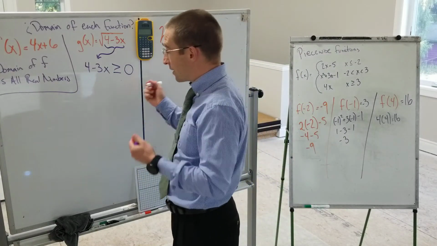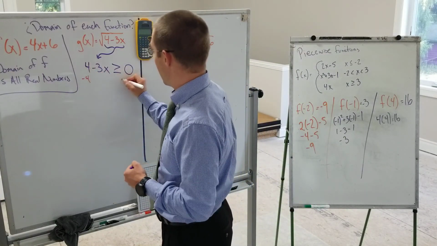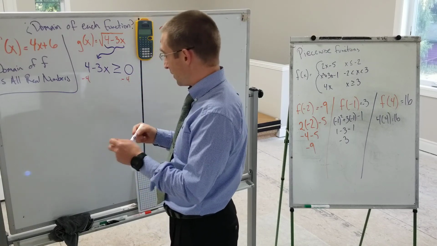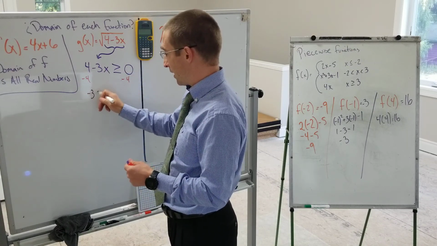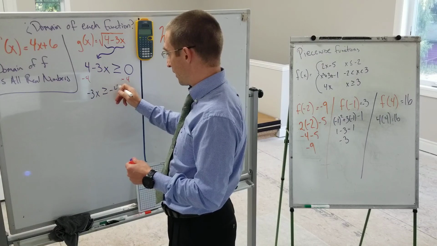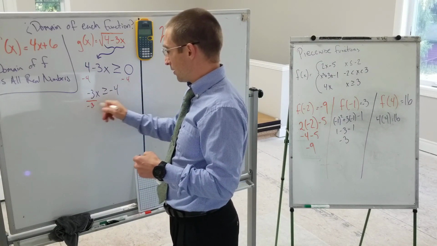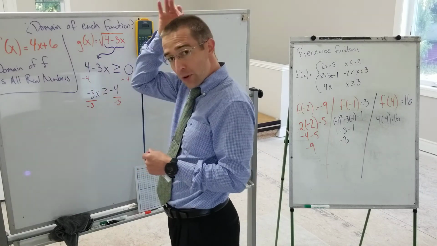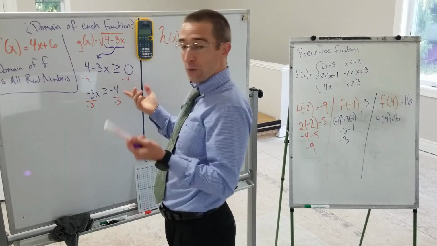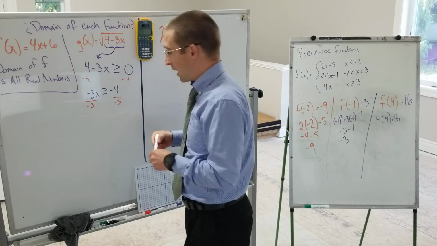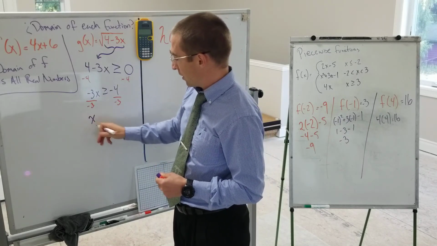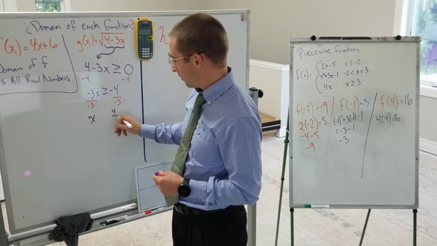So let's go ahead and solve it. We're going to go minus 4, minus 4. Remember, just undoing, we've got negative 3x is greater than or equal to negative 4. Divide by a negative 3. There should be a little alarm going off in your head, like, we divided by a negative. What happens when we are solving an inequality and we divide by a negative?